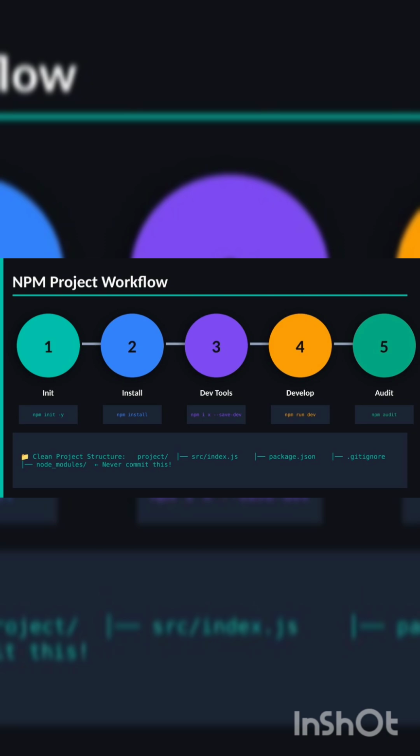And always keep a clean project structure. Source code in the src folder. Configuration in package.json. And never touch node_modules in Git.